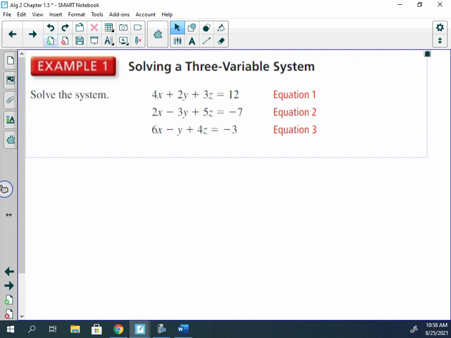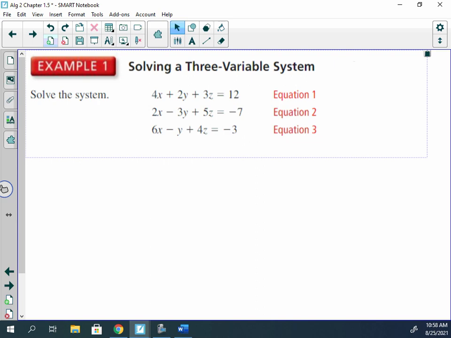It wouldn't be x or z, it'd be y. Now, why would y be the easier one? What values of y do we have? 2y, 3y, and 1y. What's the easiest number to make into any other number? 1. Because 1y, if I multiply by 3, I get 3y. If I multiply it by 2, I get 2y.